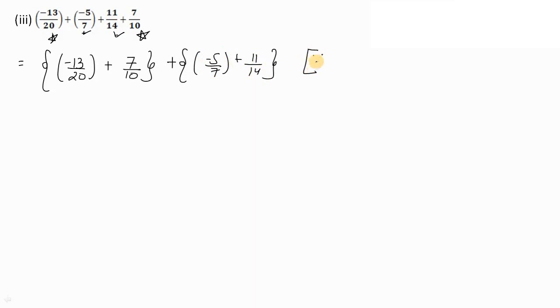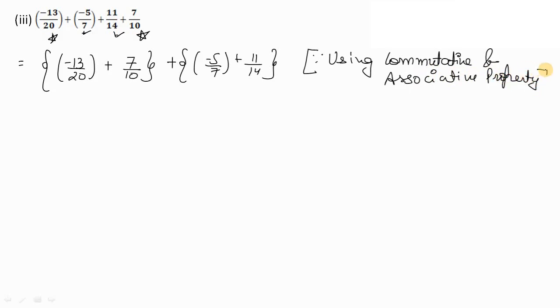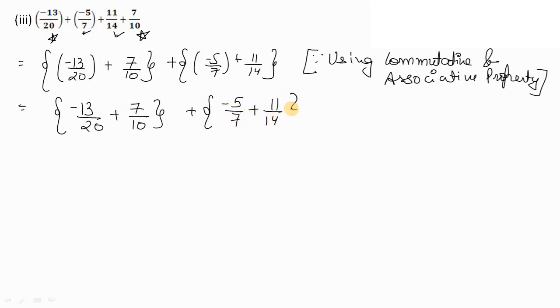So now we have to write down the property using commutative and associative property. Now students, remember a very important point that you need to write down whichever property you are using in any question, because this will be carrying marks in your paper, in your exam. So if I solve the first bracket, it will become minus 13 by 20 plus 7 by 10 in one bracket, and in the other bracket it will be minus 5 by 7 plus 11 by 14.